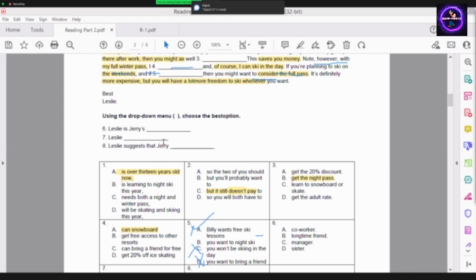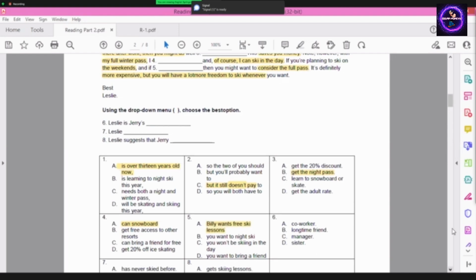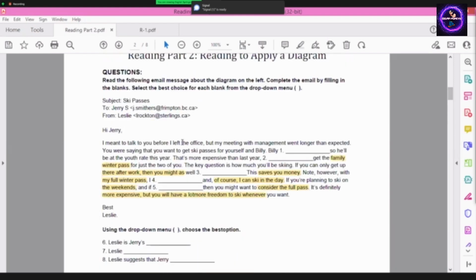Okay. So next is this question. So I think the sixth question is okay. Leslie is Jerry's what? Co-worker, long-time friend, manager, sister. See, they worked in the same office, because it says I went to talk to you before I left the office.